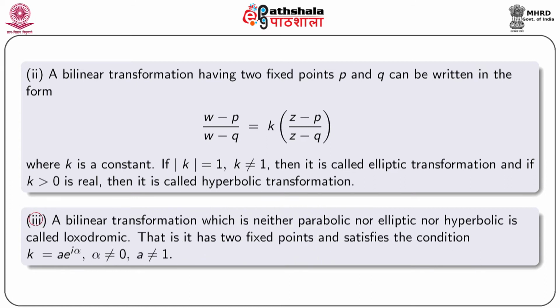A bilinear transformation which is neither parabolic nor elliptic nor hyperbolic is called loxodromic. That is, in that case it has two fixed points and satisfies the condition k equal to a into e to the power i alpha, where a not equal to 1 and alpha not equal to 0.